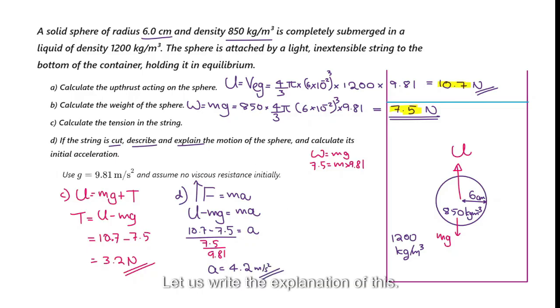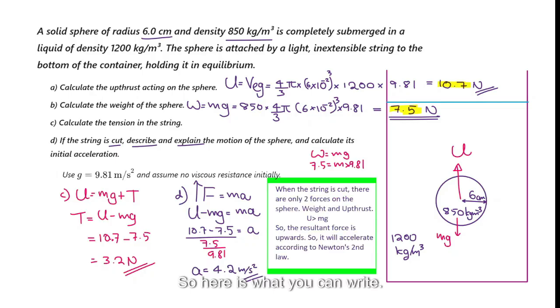Let's write the explanation of this. So here's what you can write. When the string is cut, there are only two forces on the sphere. Weight is acting downwards, upthrust is acting upwards. Upthrust is bigger than weight, so this object is not in equilibrium anymore. It was before when there was a string, but now it is not. So the resultant force is now upwards. When the resultant force is upwards, it will accelerate in the direction of the resultant force according to Newton's second law of motion.